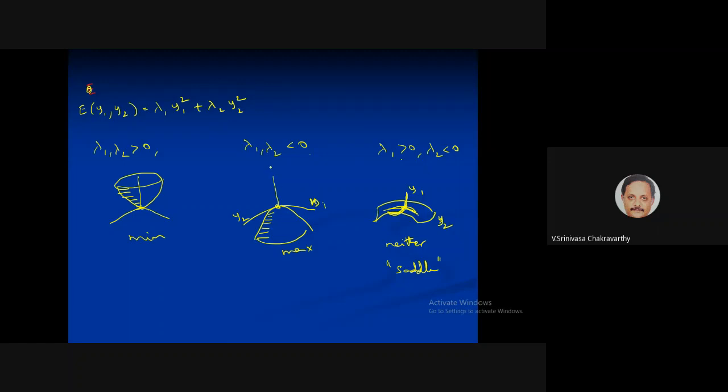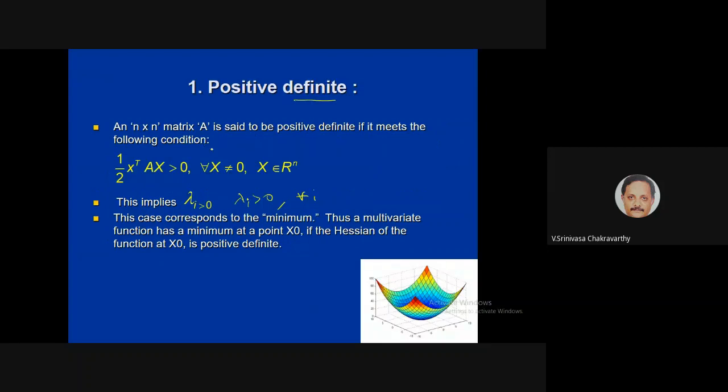Whether the function is positive or negative, and whether it has a minimum or a maximum, depends upon its eigenvalue composition. So this is basically a property of that matrix A. It all depends upon what kind of eigenvalues the matrix has. Based on that, you get this interesting property of matrices called definiteness. A matrix is said to be positive definite when all the eigenvalues are positive, lambda i greater than zero for all i.